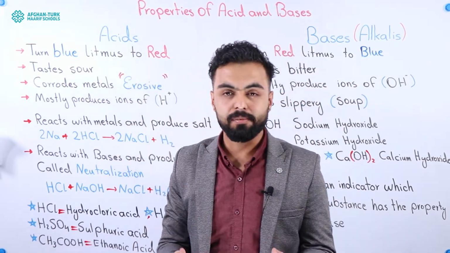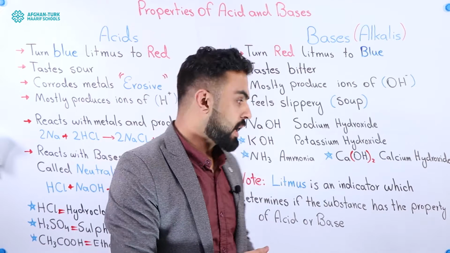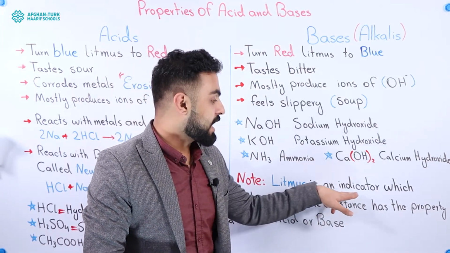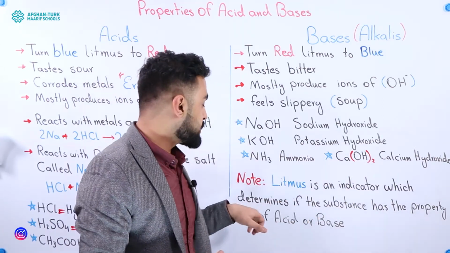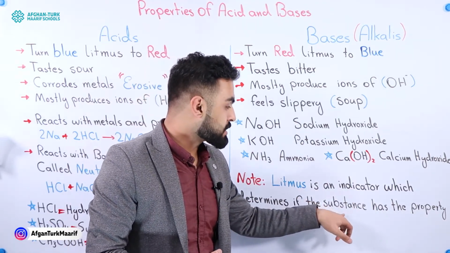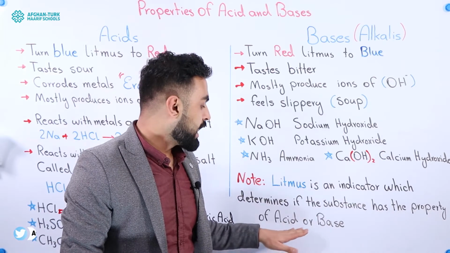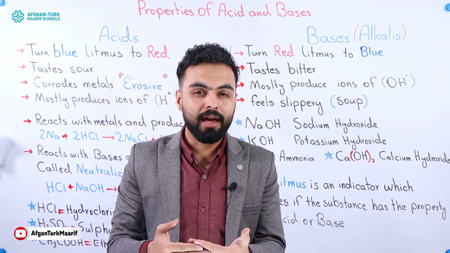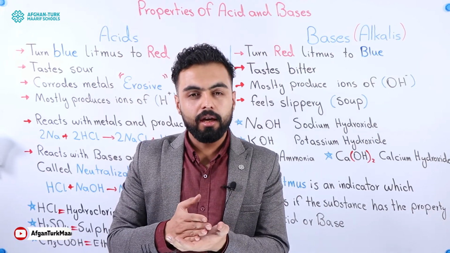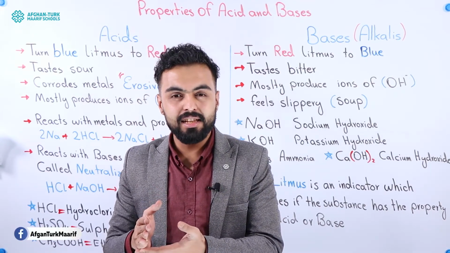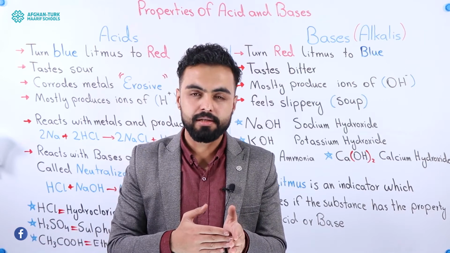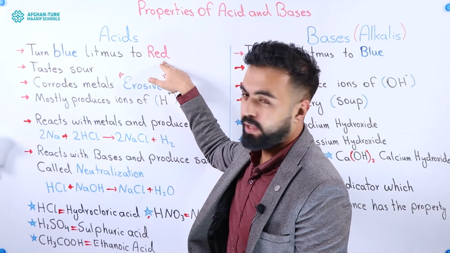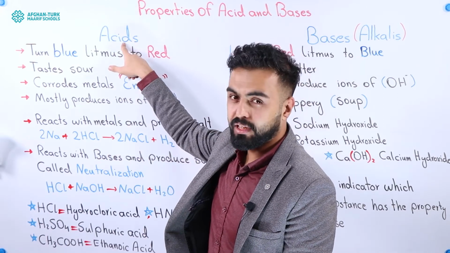So litmus is a paper that we are going to discuss. Actually, here is a note. Litmus is an indicator which determines if the substance has the property of acid or base. So it is a paper which determines whether it is an acid or a base. So when the litmus changes from blue to red, we know that the compound is acid.